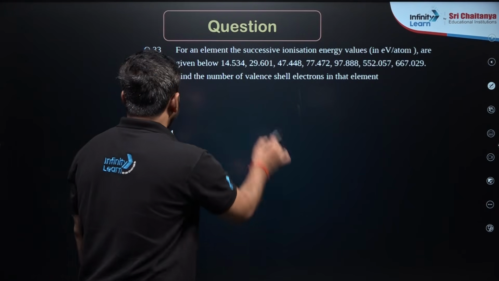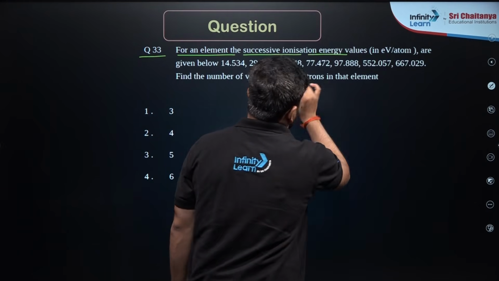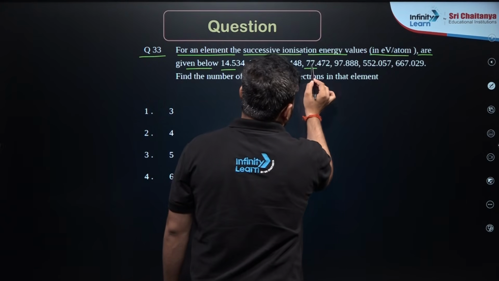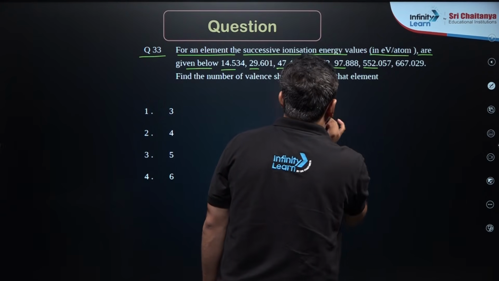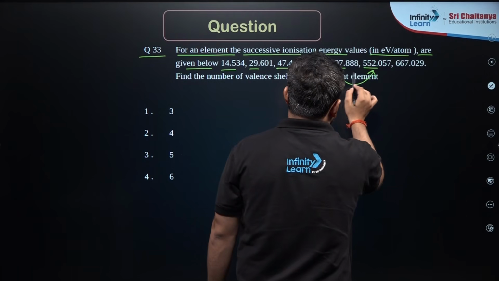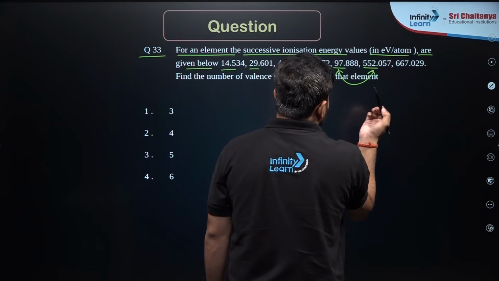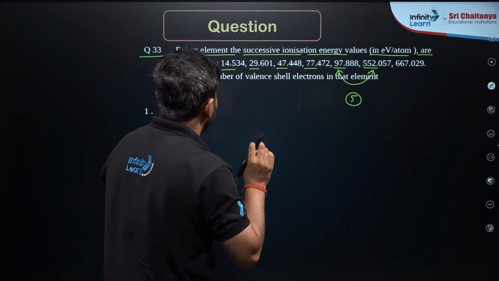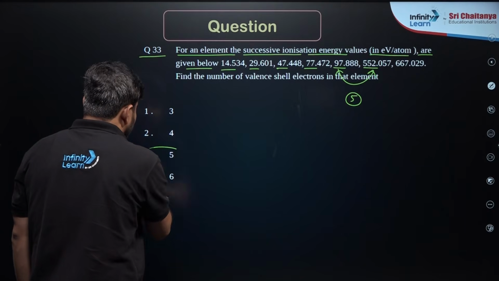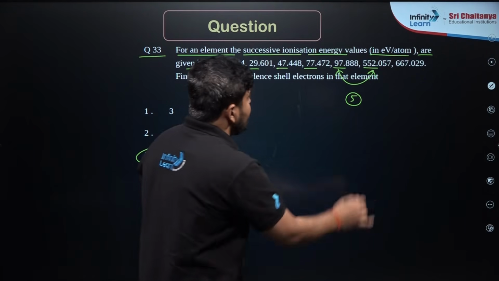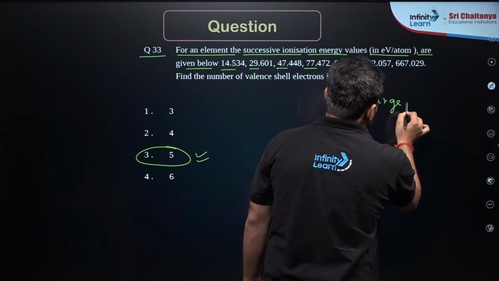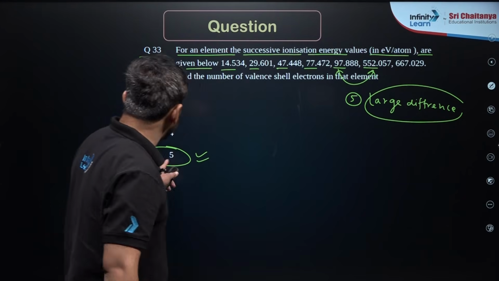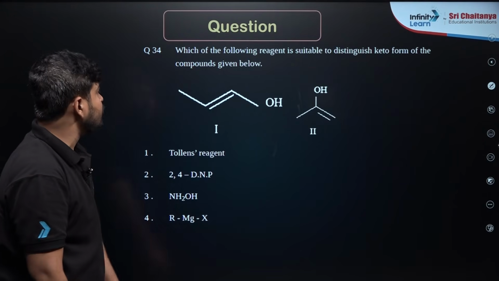Okay, in question number 33, for an element the successive ionization energy values in electron volt are given below: 14, 29, 47, 74, 97, and this is 552. So here this gap is very long, yes or not? This gap is very long, so definitely the sixth electron is very difficult to remove. So what is the correct answer here? The final answer will come: 5 electrons must be present in the valence shell. Why? Because a large difference is there, that's why it is very difficult to remove the electron from the valence shell. So which one is the correct answer? Option third is the correct answer of this question.